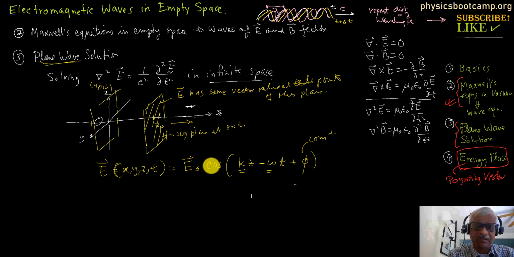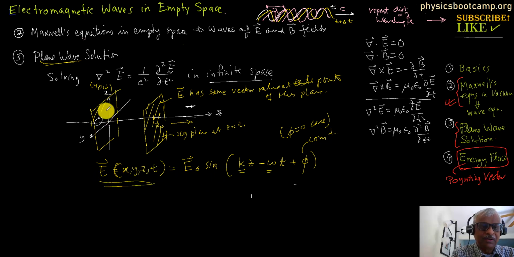Let me erase this. I'm going to make it a sine so it will be much easier to follow. Okay, so if the constant phi is 0, say the phi equal to 0 case, in that case the electric field value is going to be all 0 here.